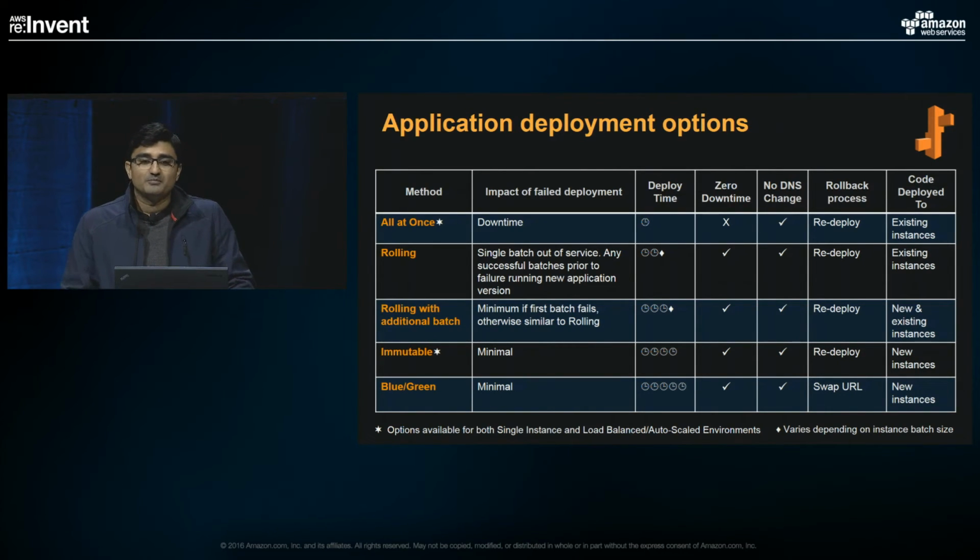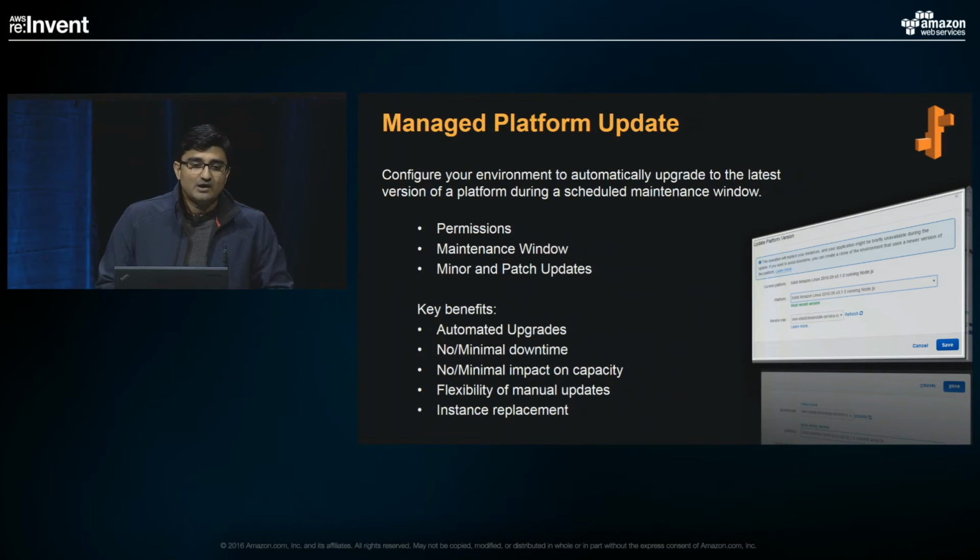And if you see all at once rolling, it uses existing instances, so the probability of something going wrong could be higher. In terms of rolling with additional batches and immutable, we use new instances, but immutable uses altogether new instances. Blue-green, again, is a totally new environment.